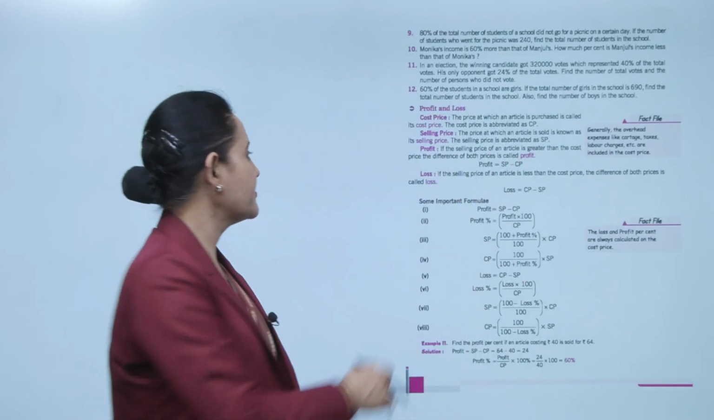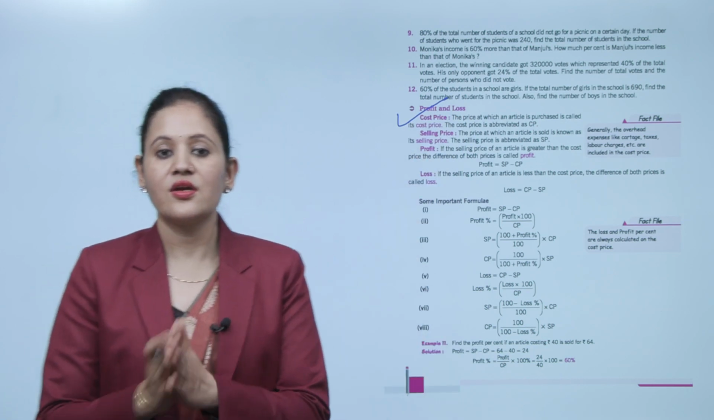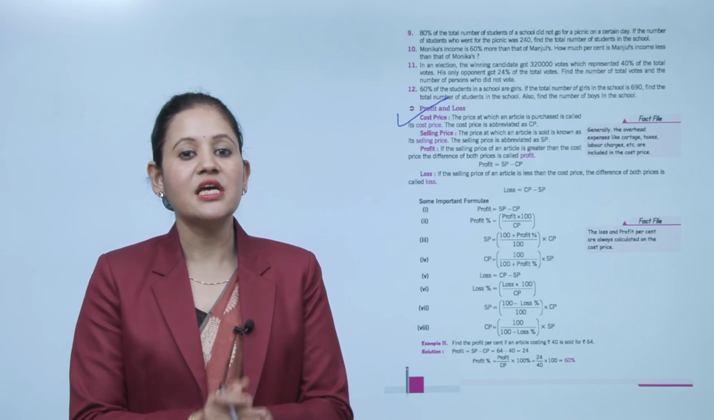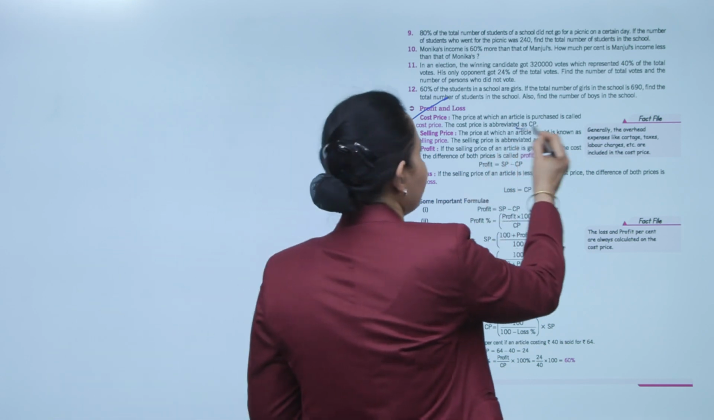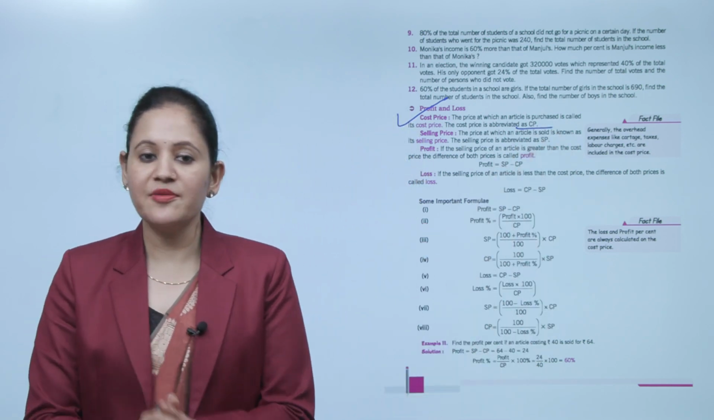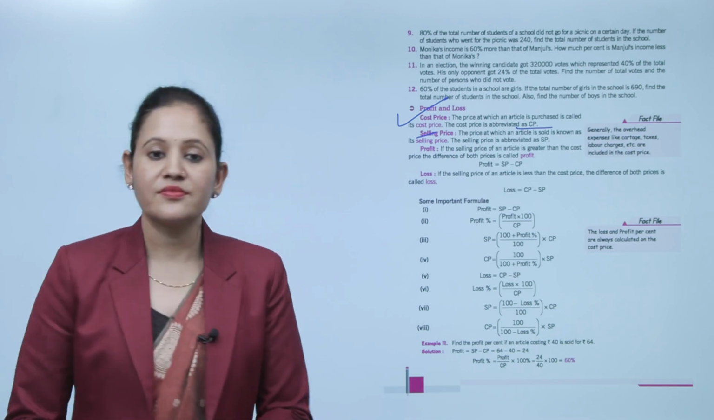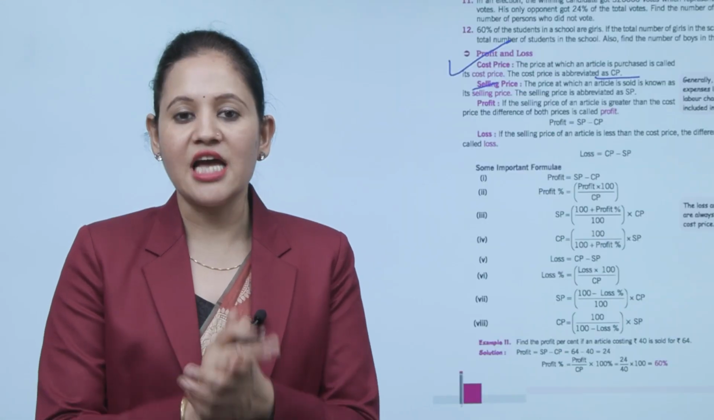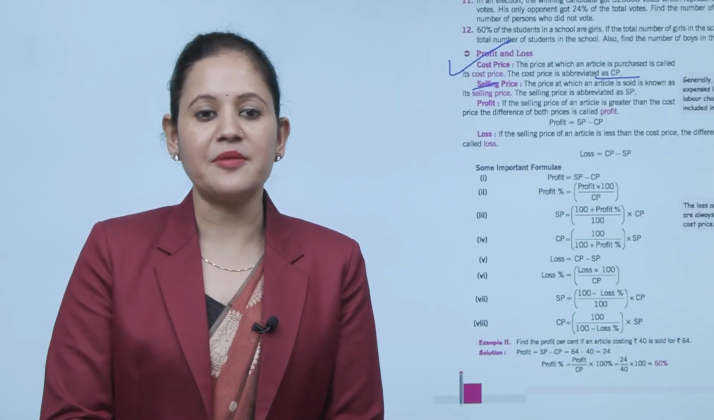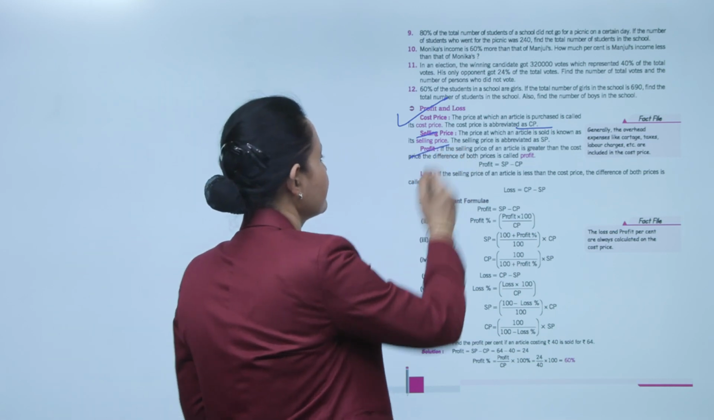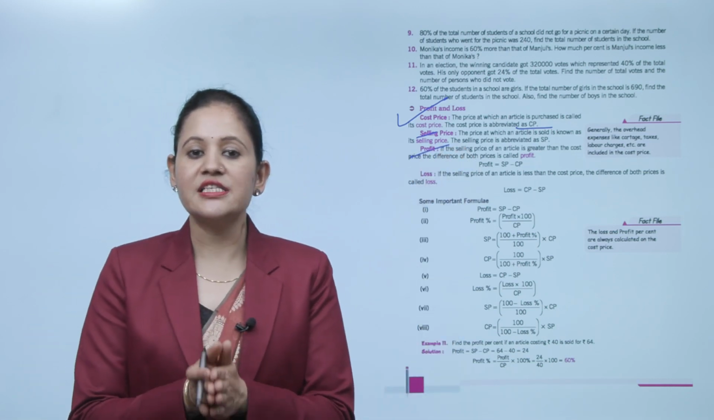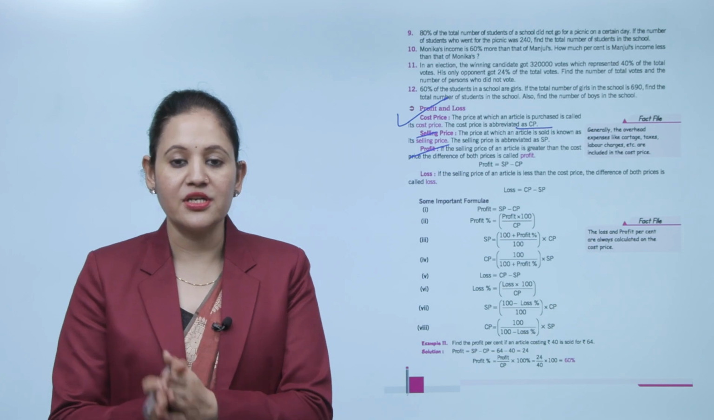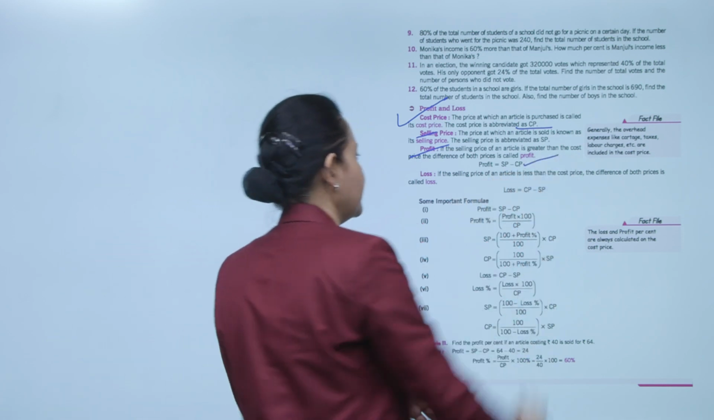Next is profit and loss. Cost price: the price at which the article is purchased is called the cost price. The cost price abbreviation is CP. CP stands for cost price. Next is selling price. The price at which an article is sold is known as selling price. The selling price is abbreviated as SP. SP stands for selling price. Next is profit. If the selling price of an article is greater than the cost price, the difference of both prices is called profit. So, profit equals SP minus CP.